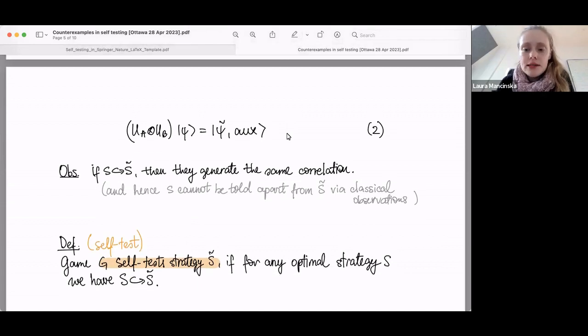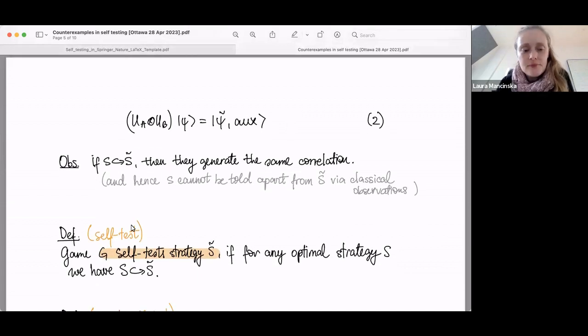Okay, so now with this local dilation, we can state self-testing as follows. We say that the game G self-tests strategy S tilde if for any optimal strategy S, you can dilate it to this canonical strategy S tilde. And this is the precise sense in which the magic square game self-tests the strategy that I showed.